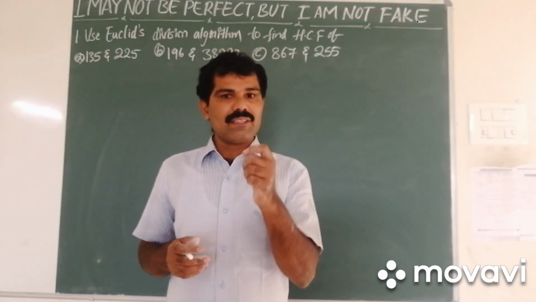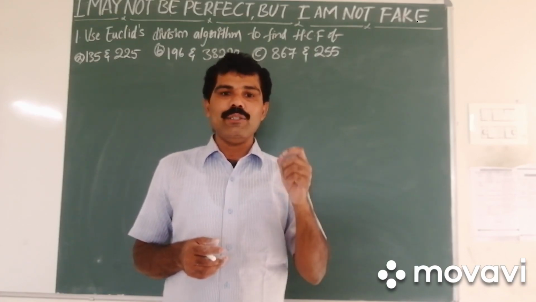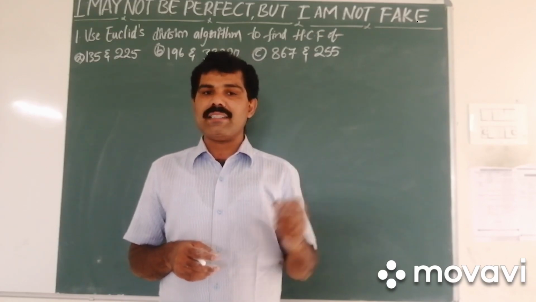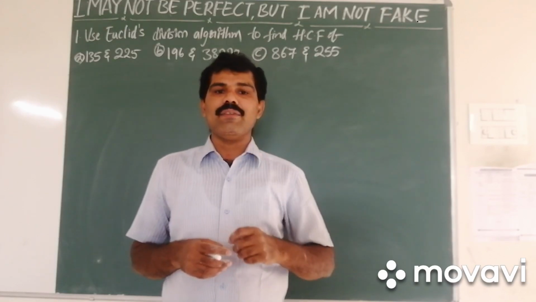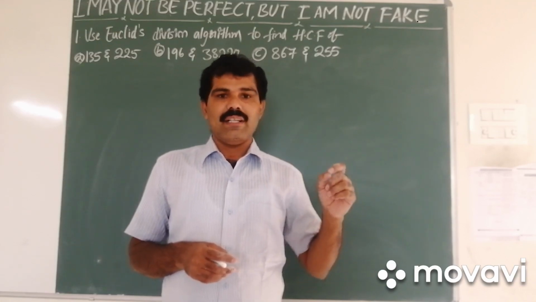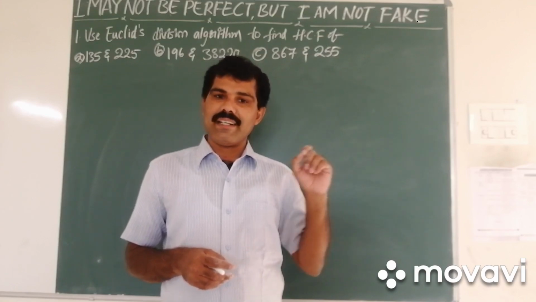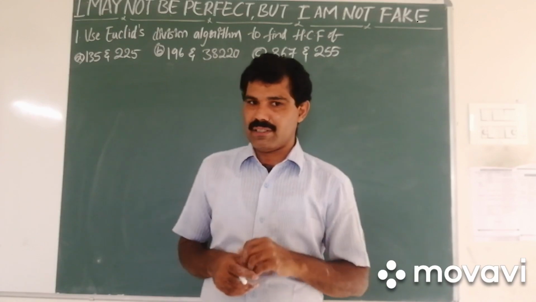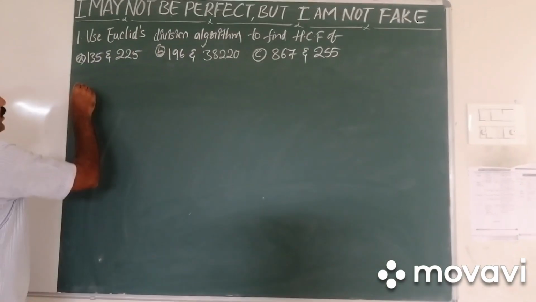If there are two positive integers a and b, then there exists a unique pair of integers q and r which satisfies a = bq + r. Here a is the dividend, b is the divisor, q is the quotient and r is the remainder. In a = bq + r, r will always be greater than or equal to 0 but less than b, that is, the divisor. Now let us apply Euclid's division lemma to solve the first problem.